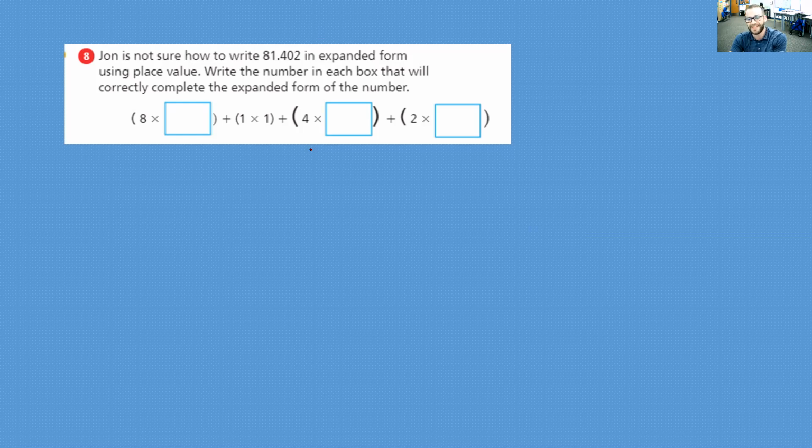So the 8 is an 80, so it's in the tenths place. So it's 10 times 10, tens place, not tenths place. The 1 is in the ones place, so 1 times 1. The 4 is in the tenths place, so it's 4 times a tenth. The 2 is in the thousandths place, so it's 2 times a thousandth.